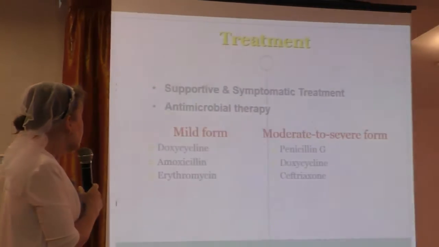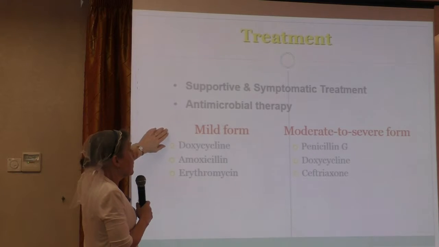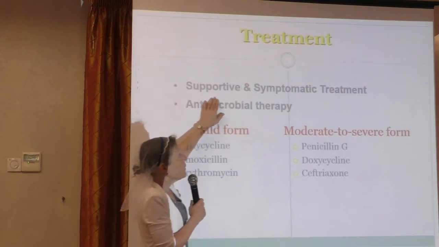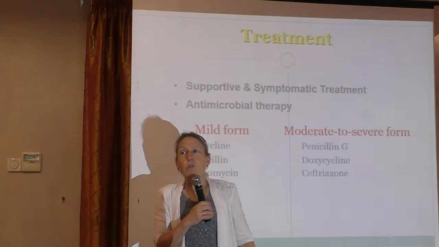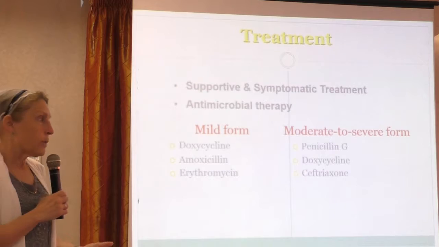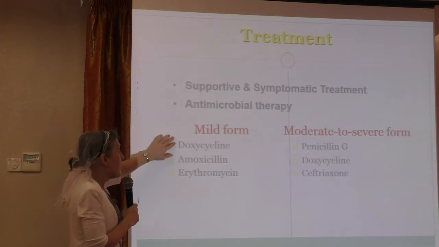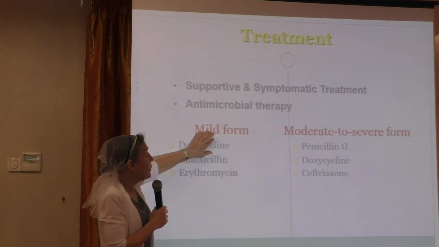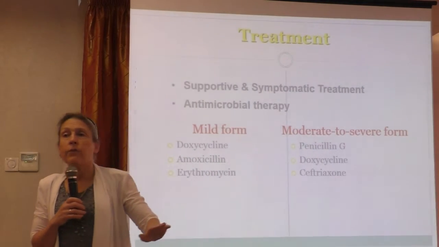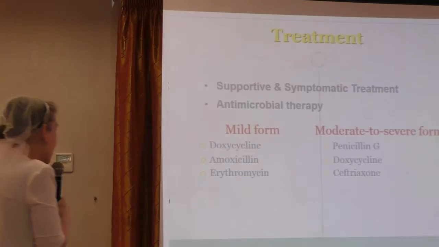Okay, and how do we treat these people? Thankfully, there are antimicrobials that are effective. The other thing that you'll see with tropical illnesses is the statement: supportive and symptomatic treatment. So we're going to go over that in a couple of slides. What do we do for people when there's no specific treatment? Well, for this illness, for mild forms: doxycycline, amoxicillin, erythromycin. Doxycycline is a very, very helpful drug in many different illnesses, as well as erythromycin. So you can almost say, if you have no idea what it is, start giving them doxycycline. You just might hit the right problem.